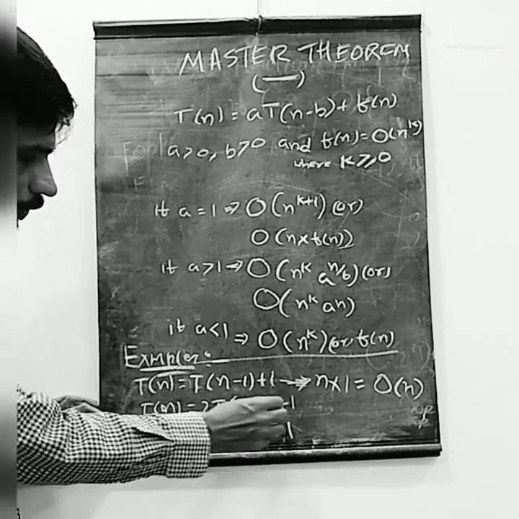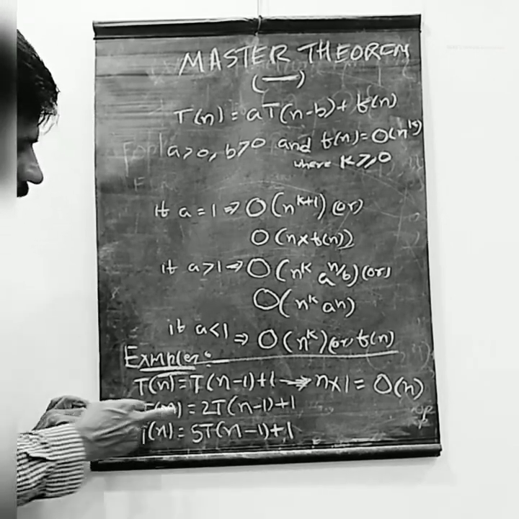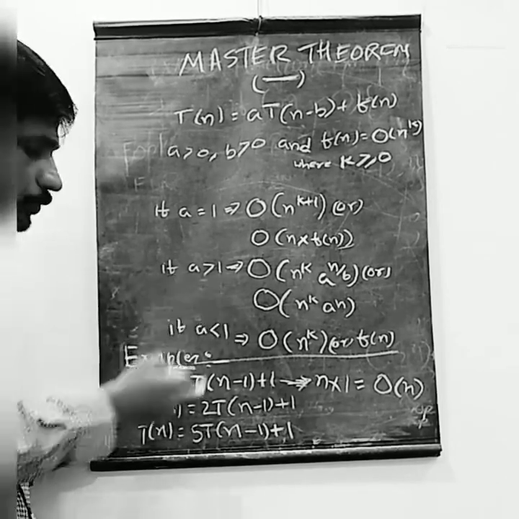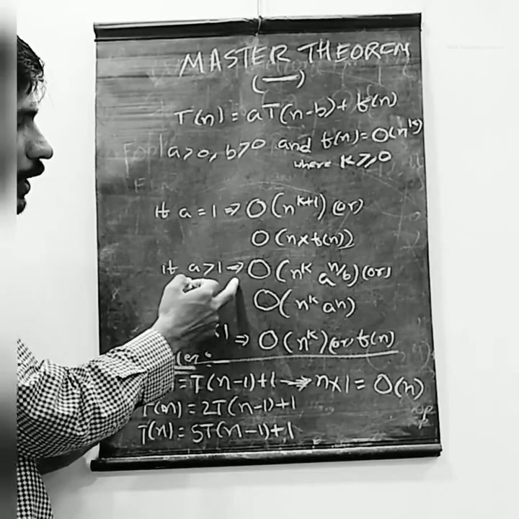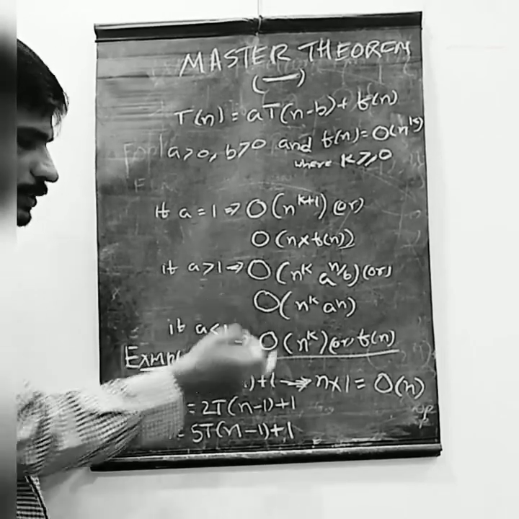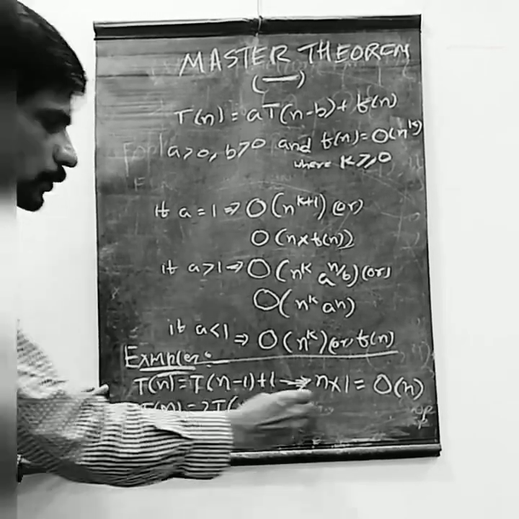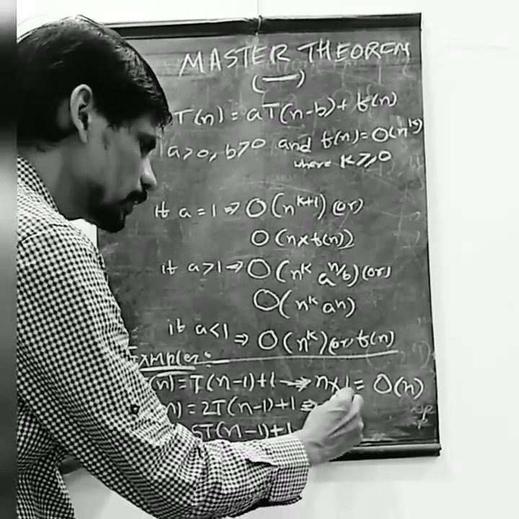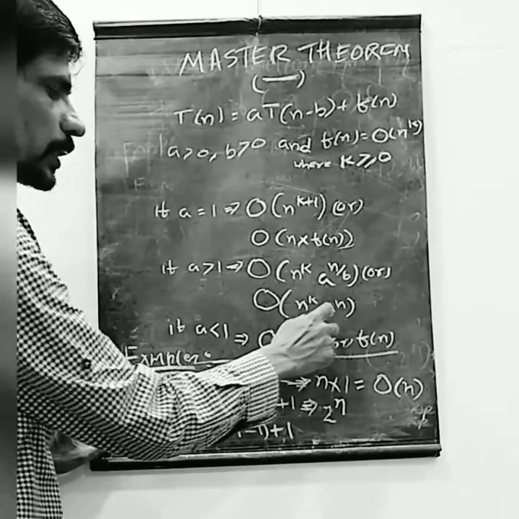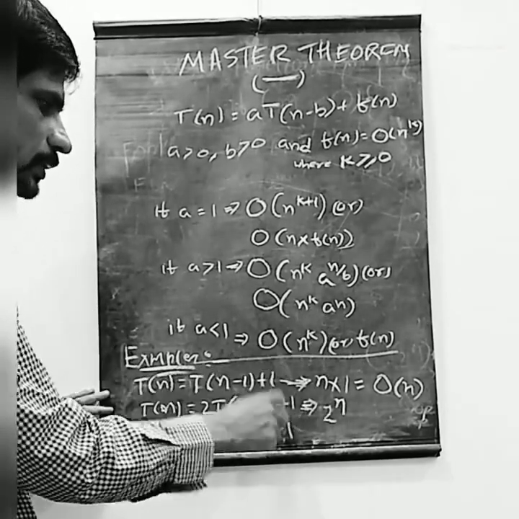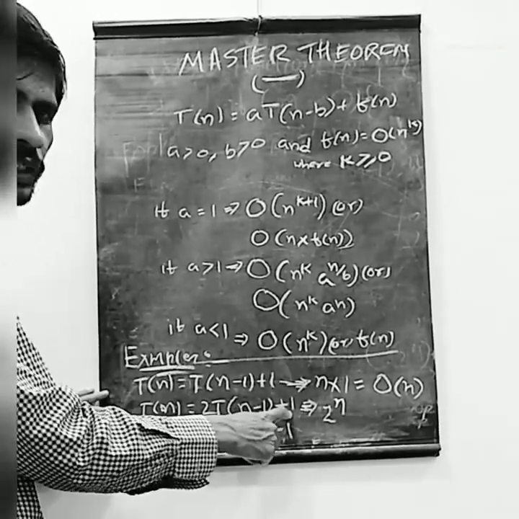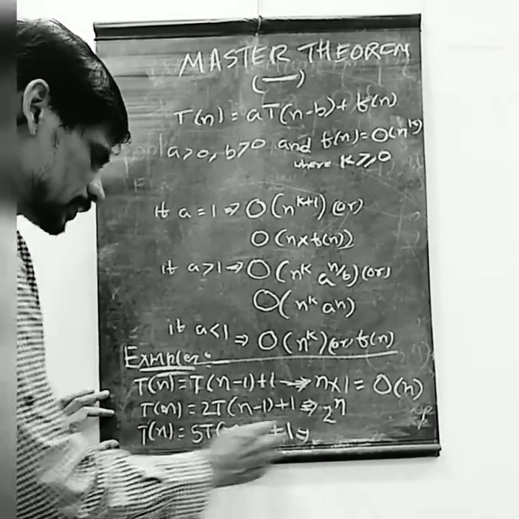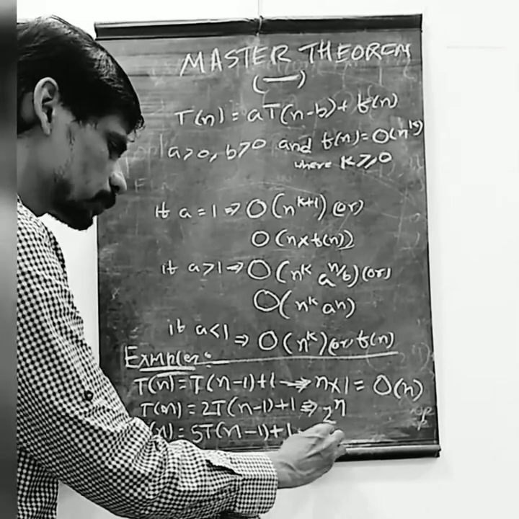So for this recurrence relation, in this case my A is 2, so A is greater than 1, 2 is greater than 1. So I need to use one of these here, right? So what will be my complexity? 2 power n, because here only 1 is there, right? So there is no need to add anything here. In this case, A is 5, so 5 power n.